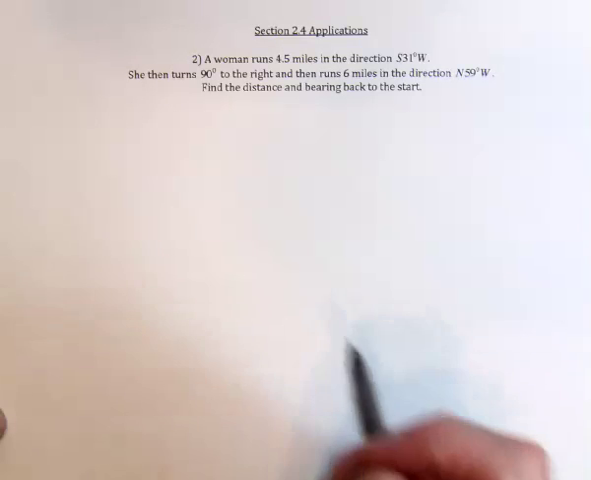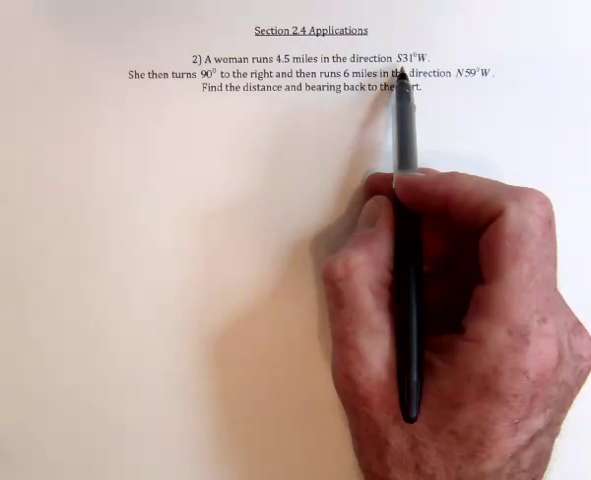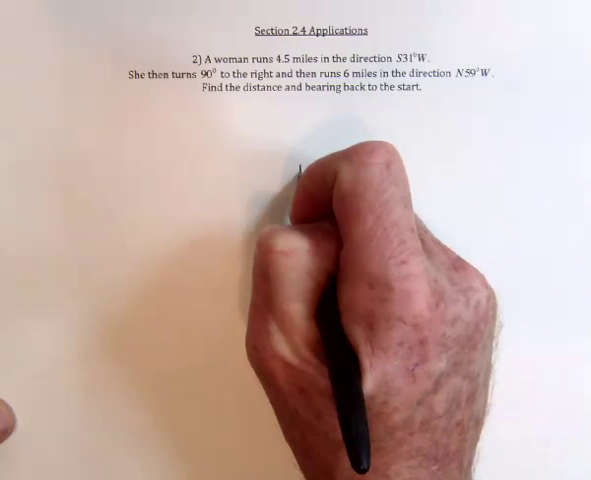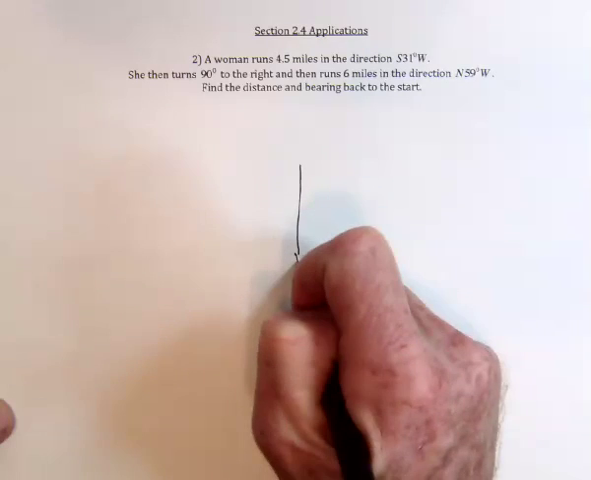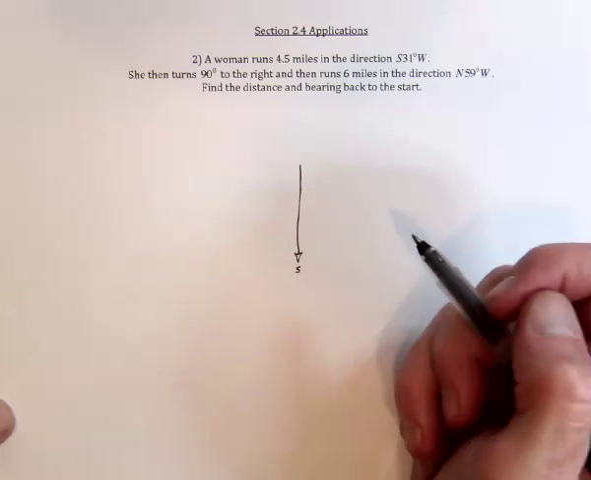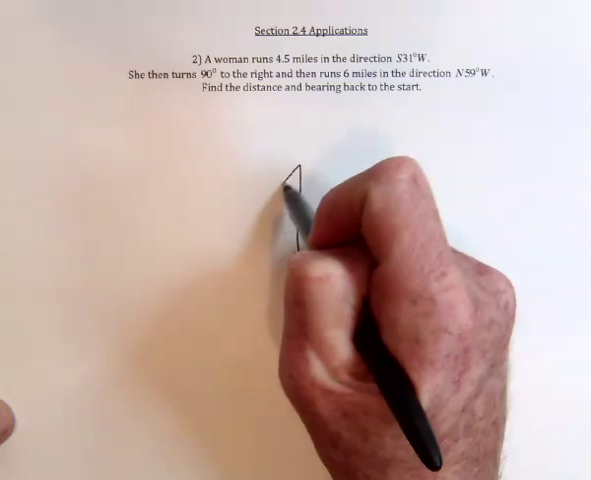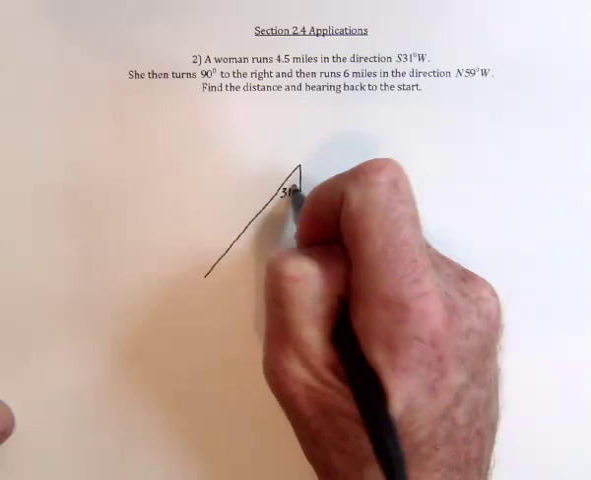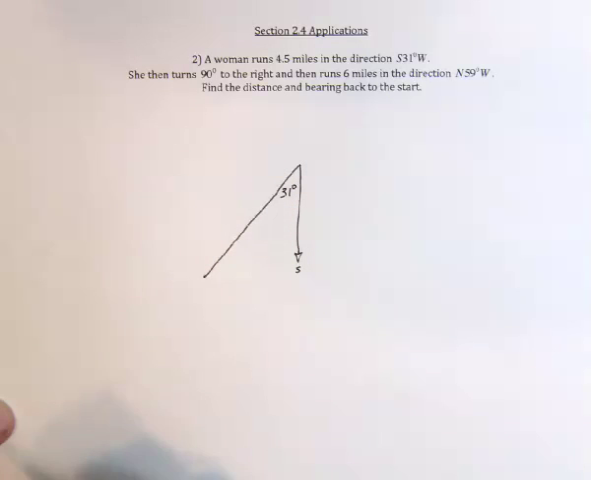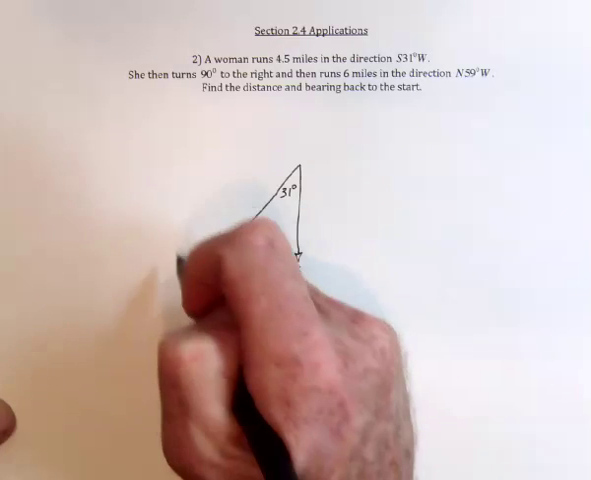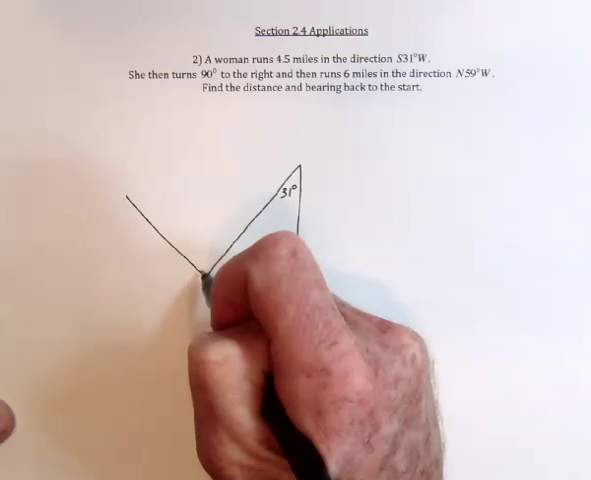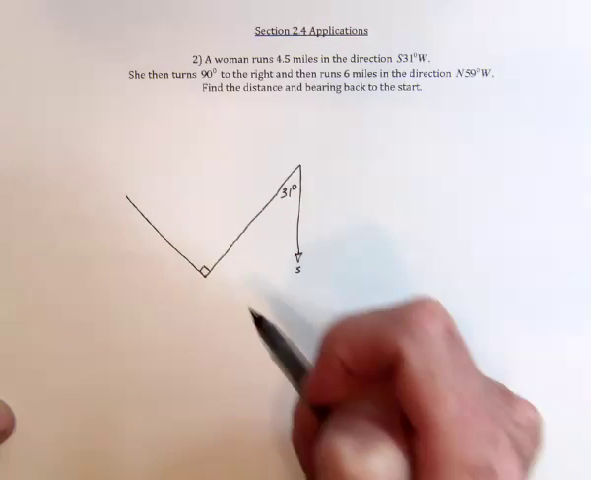So we need to start with the bearing. From the south, go 31 degrees towards the west. So let's say here's south, and then go towards the west. And this is 31 degrees. And next, she turns 90 degrees to the right, so that would be going this direction. 90 degrees right there.